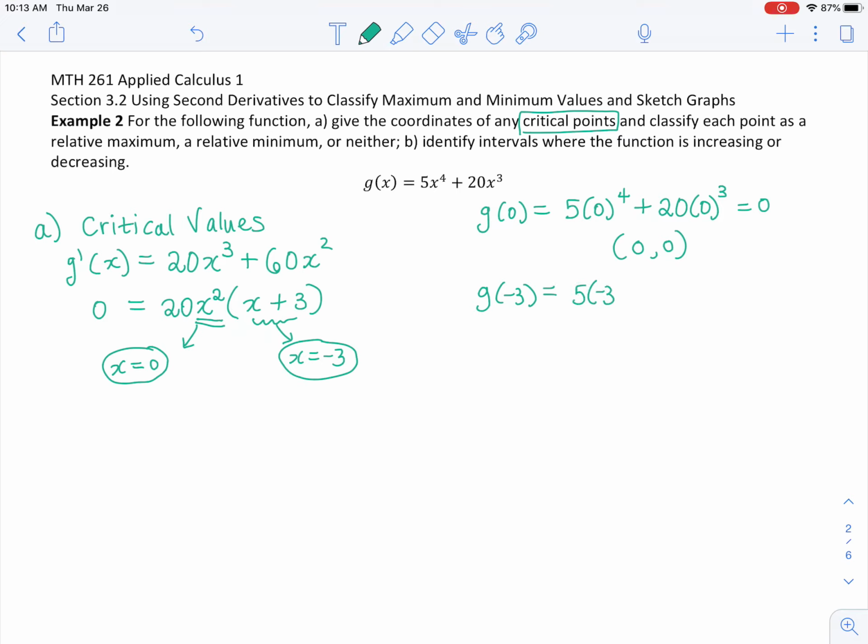The second critical point will be 5 times -3 to the 4th plus 20 times -3 to the 3rd power. I may want to get a calculator for this. All right, one second, I'm typing this in. 5 times -3 to the 4th plus 20 times -3 to the 3rd power came out to be -135. So the second critical point is (-3, -135). Okay, so I got my critical points.